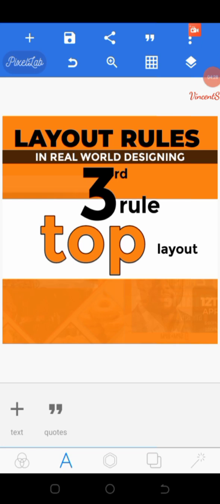Okay, so this is the third law, okay? The third law. This one, it has to do with the images being arranged on the top, okay? On the top of all typography elements, okay? So as you can see, it's written top layout. The third law is top layout, okay? How does this look like? Let us see how it looks like.